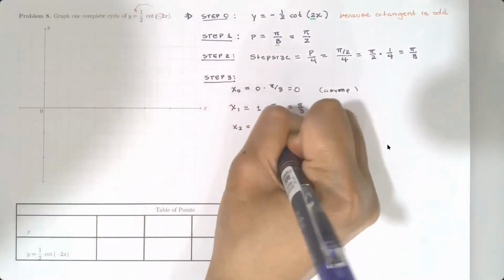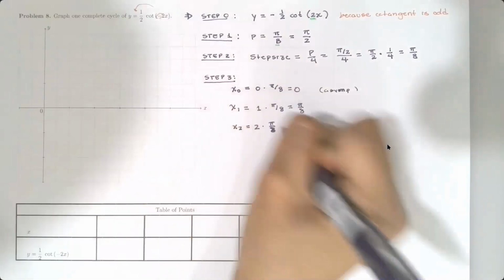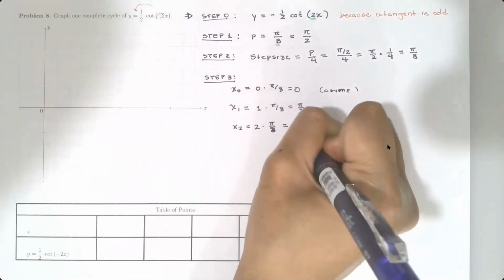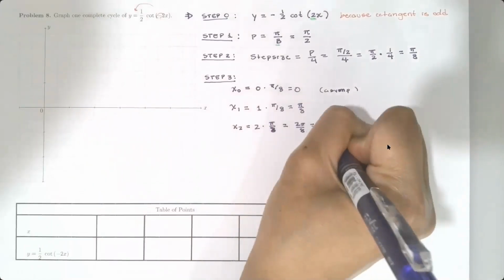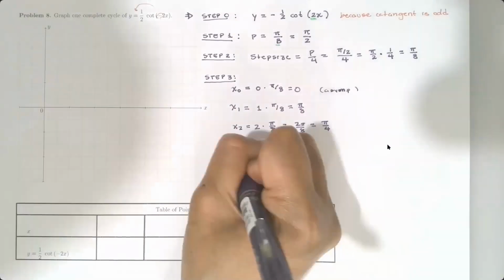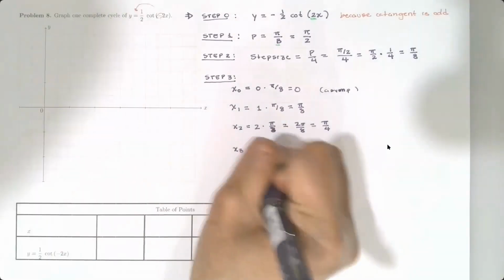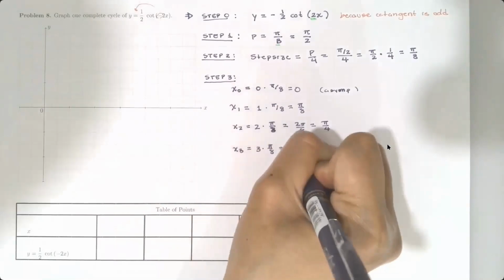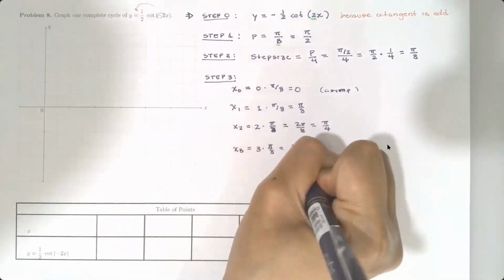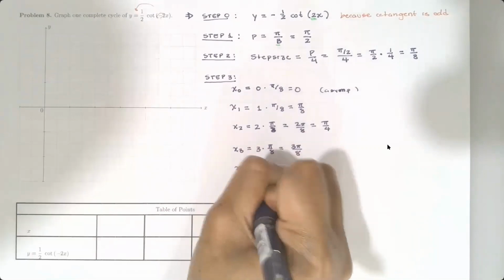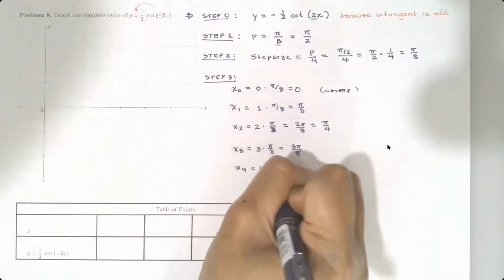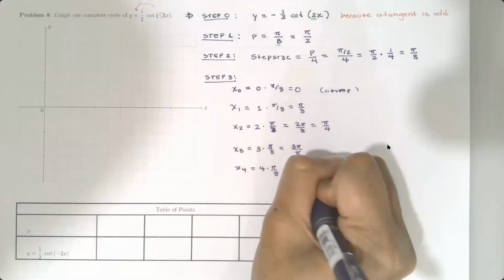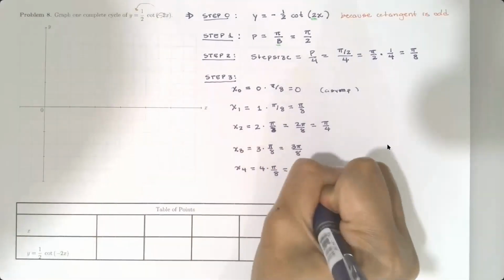And we have 2 times pi over 8, which is 2 pi over 8, which we can reduce down to pi over 4. Next, we have 3 times pi over 8, and that's going to be 3 pi over 8. The last one is 4 times pi over 8, which is 4 pi over 8, and reduces down to pi over 2.